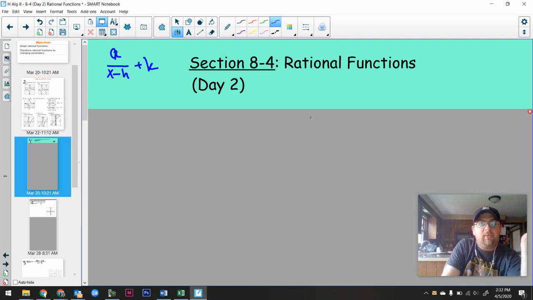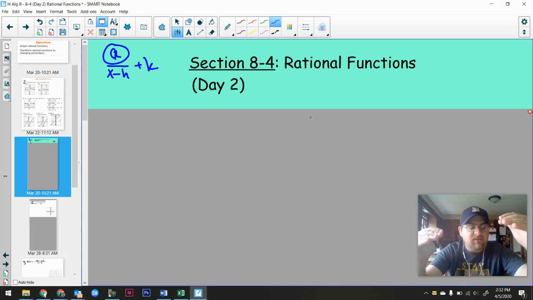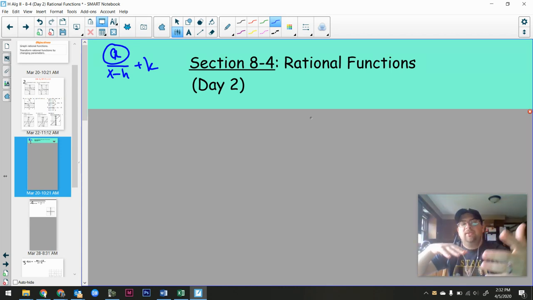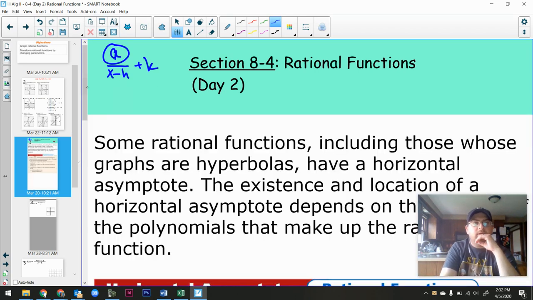When it's not in that form, when I put a polynomial instead of just a single number up top, that's when it shifts a little bit, and we have to do our new rules. This is when you set the numerator equal to 0, set the denominator equal to 0, find your zeros, find the asymptote, right? When it's not in this form, how do you find where the horizontal asymptote is? Okay. So let's get going here.